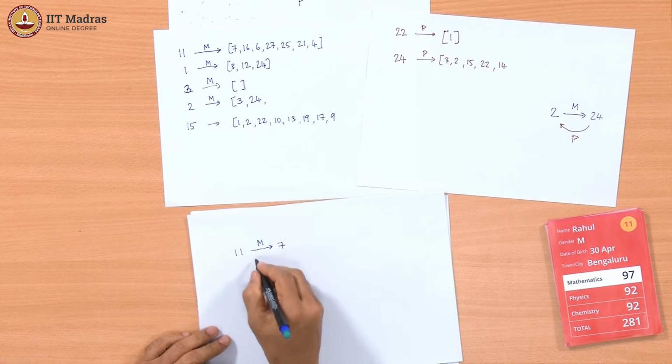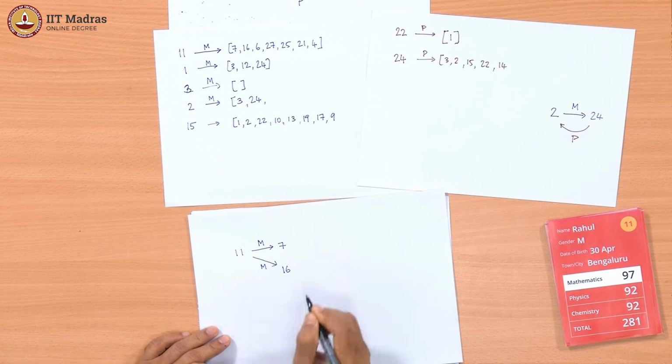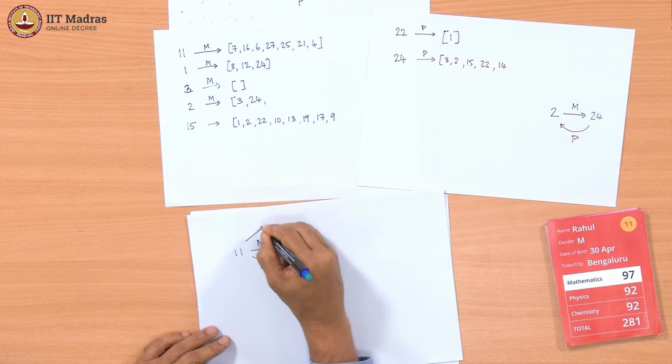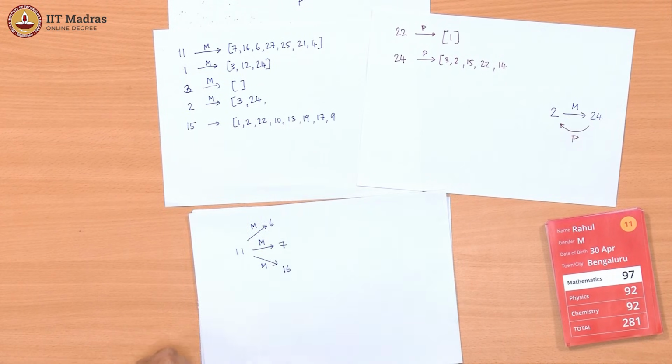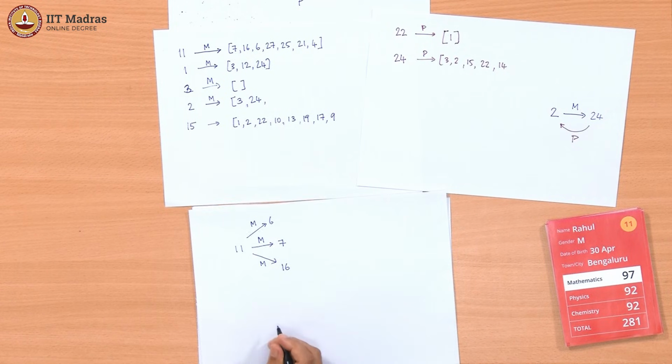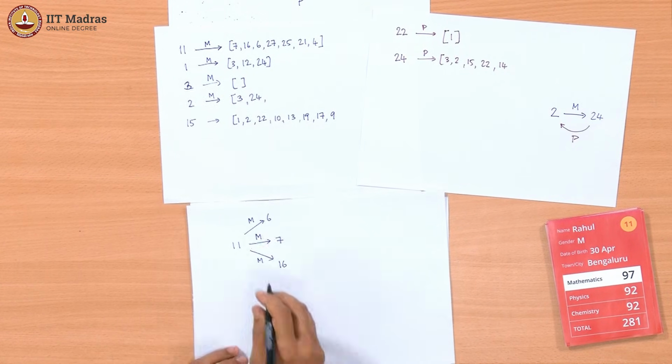And separately, it also connects to 16. Okay. And like that then it connects to 6. There are many connections. So 11 has many connections like this. Okay, but let's look at the other ones.